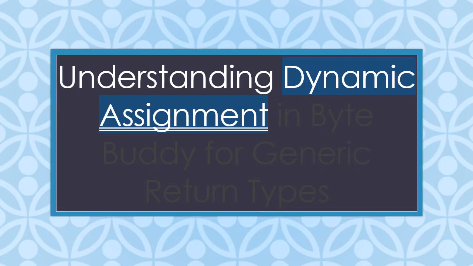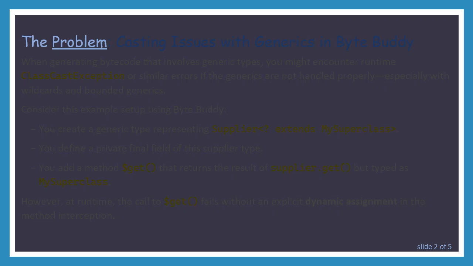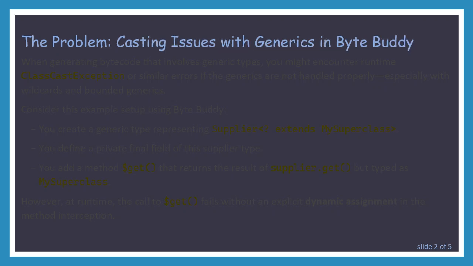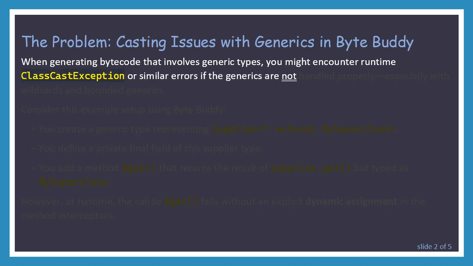Understanding dynamic assignment in Byte Buddy for generic return types. The problem: casting issues with generics in Byte Buddy. When generating bytecode that involves generic types, you might encounter runtime ClassCastException or similar errors if the generics are not handled properly, especially with wildcards and bounded generics.